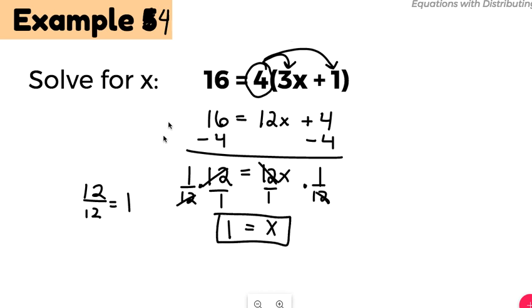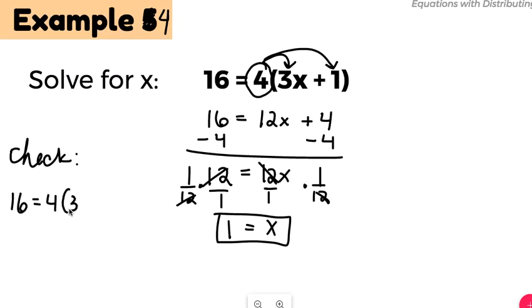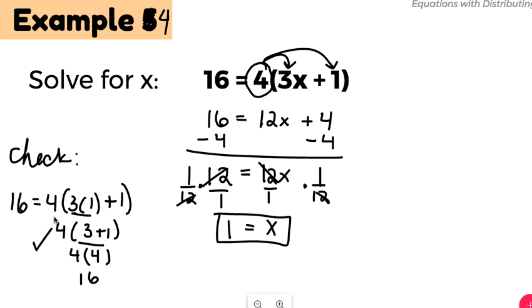So our answer is 1x. Our answer is x equals 1. Let's check it. So we substitute our x with a 1. Then I follow the order of operations. Inside my grouping symbols, I multiply first. Then I add. 4 times 4 is 16, and that checks out. And that's it.